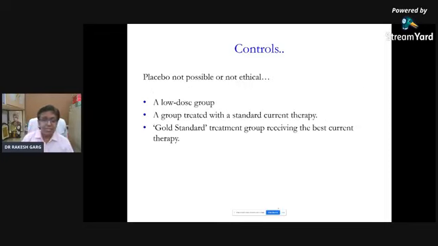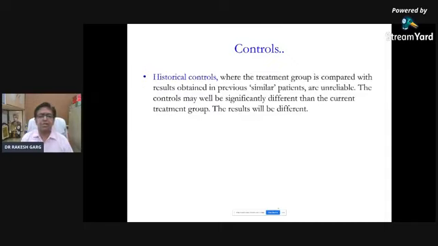Sometimes placebo, as I mentioned in the beginning, is not possible. We cannot avoid giving analgesia for the purpose of control. We can use the standard of care, or a low dose group, or a gold standard. So this is how we select controls.